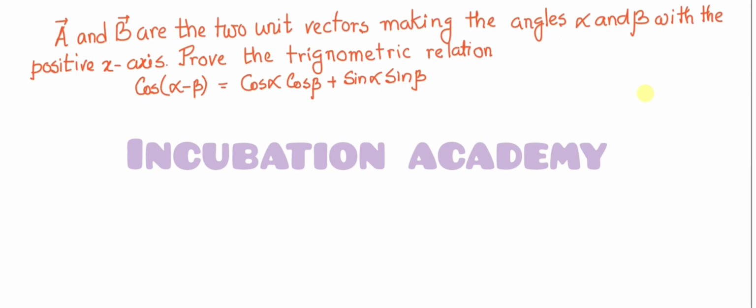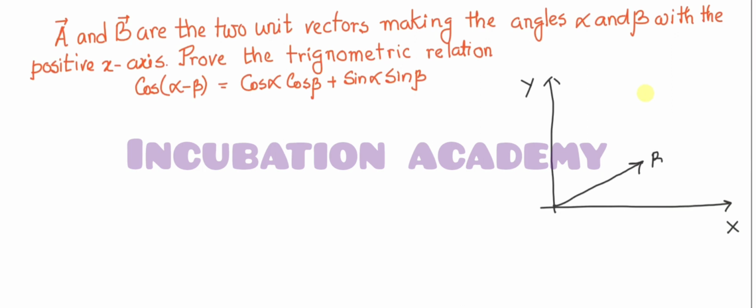So let me draw the two-dimensional axis. Let us say this is the x-axis and this is the y-axis. Now let us say this is the b vector, and this is my a vector. Both are unit vectors. The angle of the a vector with the x-axis is alpha, and the angle of the b vector with the x-axis is beta.